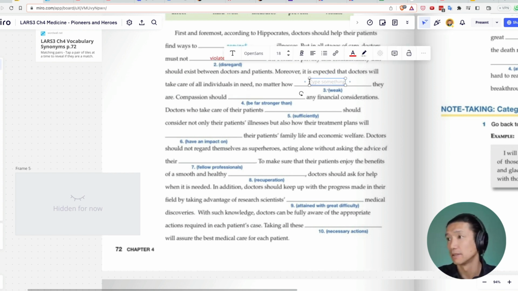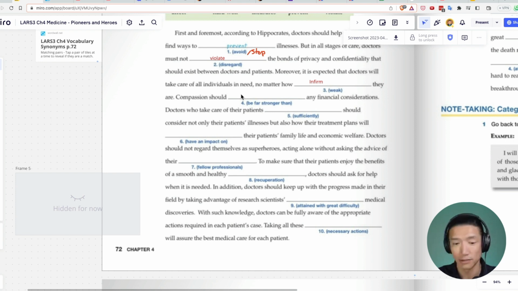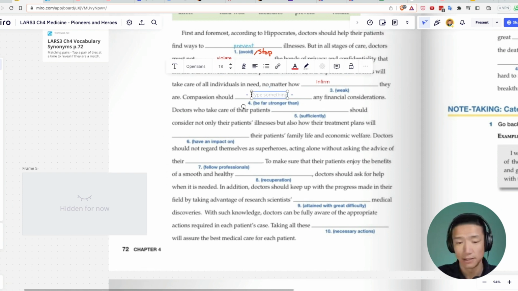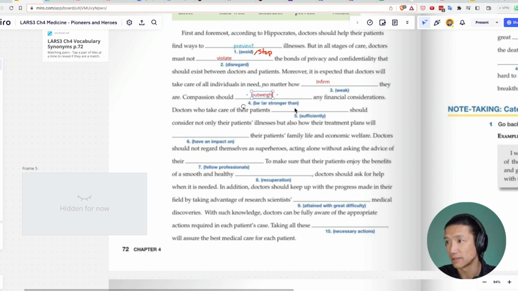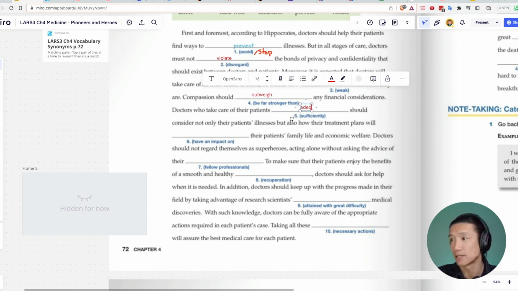Because I want you to be able to think about when you're writing in your book, or writing your essay, how you could change words. You can use different words. Play with it. Make the mistake. I will tell you if it's wrong. And it's fine if it's wrong. Okay? Outweigh, sufficiently, is adequately.